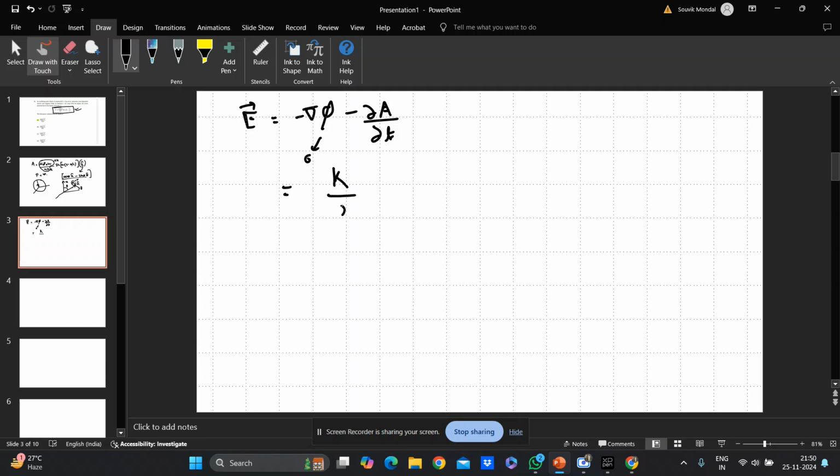Okay, so k by r, del t, so there will be an omega coming outside and sine becomes cos. Sine of omega t minus r by c becomes cos of omega t minus r by c. Okay, or there is a negative sign also, but doesn't matter.